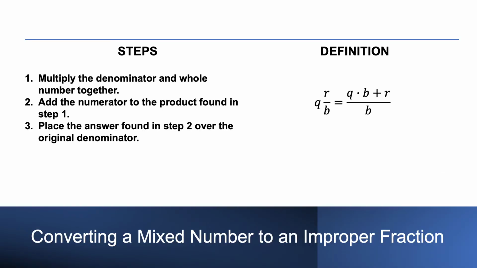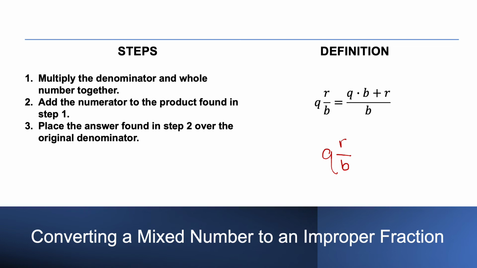Now we're going to convert a mixed number to an improper fraction. If you look at our definition, we have the mixed number Q and then R over B. So Q is the whole number, R is the numerator, and B is the denominator.